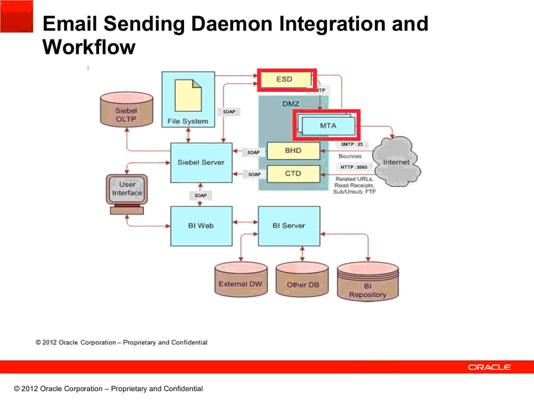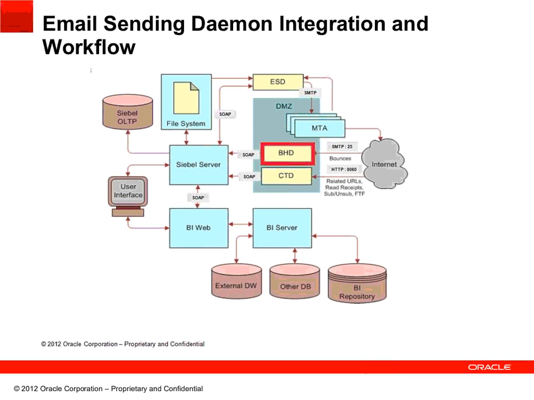As soon as ESD receives the SOAP message, it reads the file from the Siebel file system and then it sends an SMTP message to the MTA to send out emails. If there are any synchronous bounces from the MTA, it will send them back to Siebel as a SOAP request. Once the emails are sent out, any asynchronous bounces from the internet will be handled and processed by BSD.